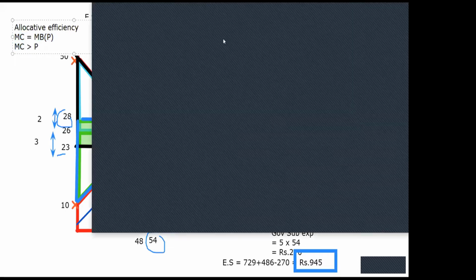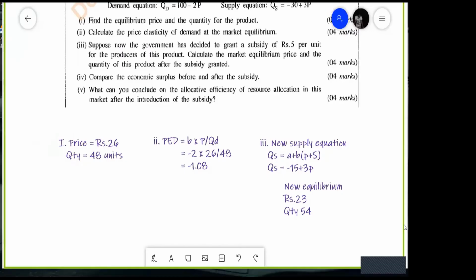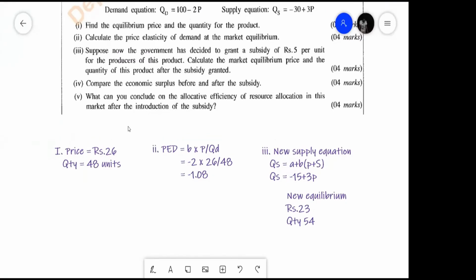Yeah, you don't have to go into that detail. It's not really needed at your level. I don't know why they included this here. So what can you conclude on allocative efficiency on resource allocation? Okay, let me see what exactly the answer is saying. This is the 2019 old paper, no? 2019, new syllabus. Okay, old syllabus, the question paper.